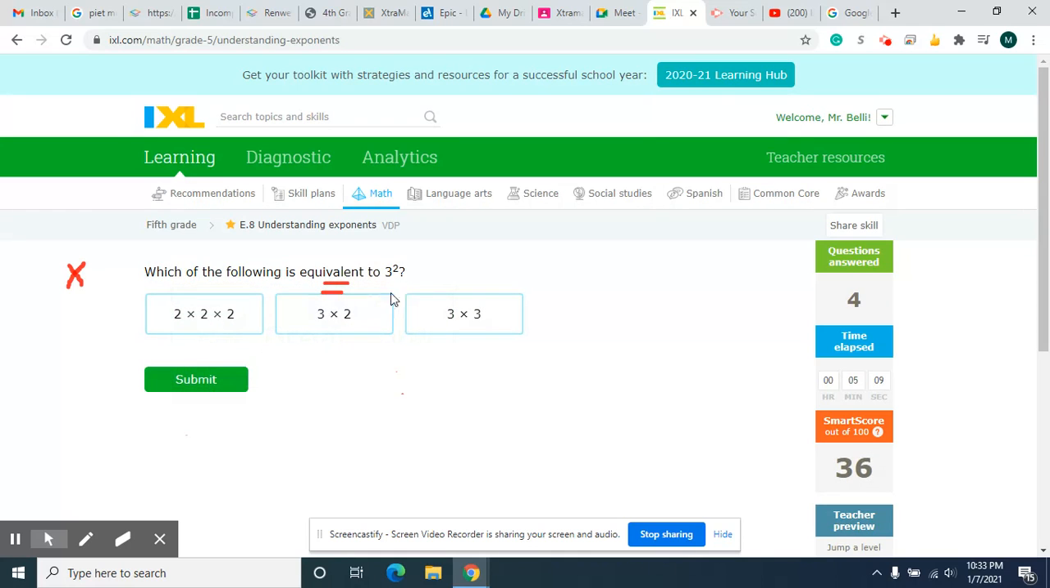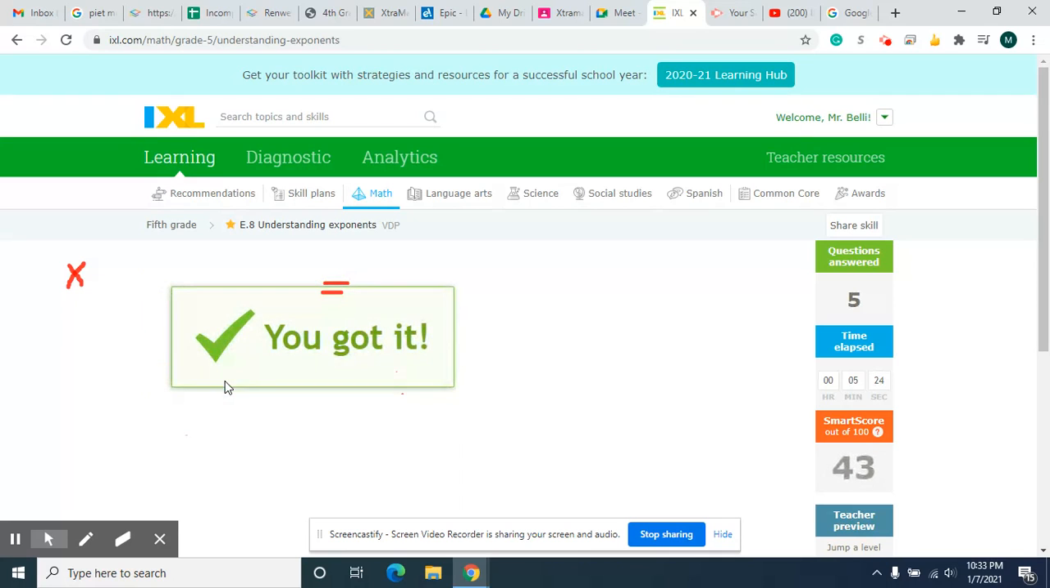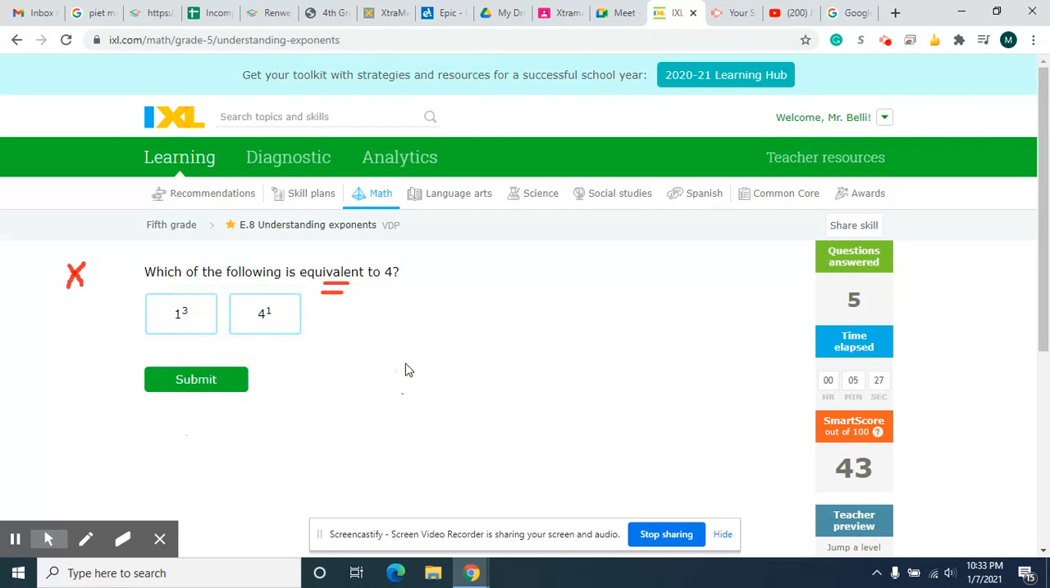All right, now we have an exponent of 2 and a base of 3. That means we have 2 3's. So which one of these is 2 3's? Well, that would be this one, 3 times 3. So we'd click that one. You guys getting the hang of this? Okay, here we've got a base of 4. We've got no exponent, which is the same as saying 1, 4. So our base is 4, our exponent is 1. There's our answer.